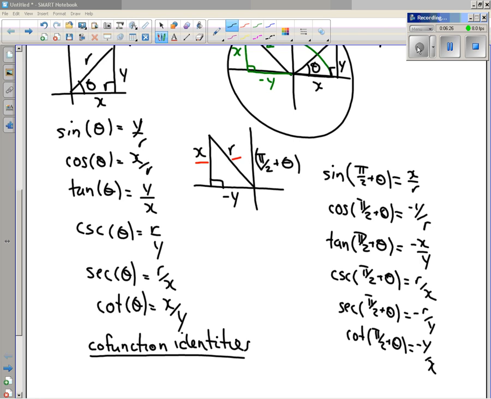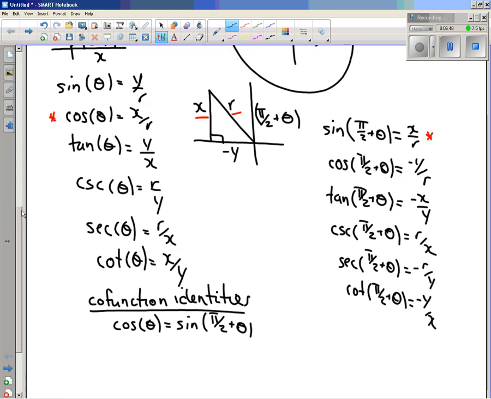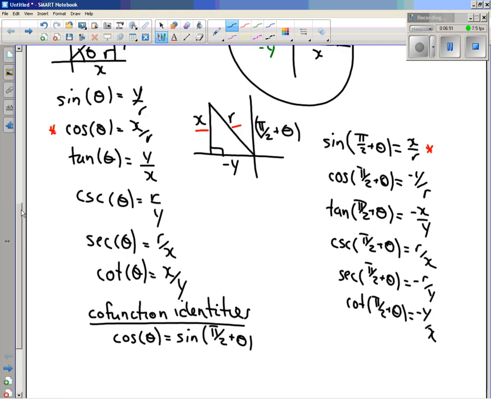Sine and cos. So we can say that cos theta is the exact same thing as sine of pi by 2 plus theta. So that can be one of our identities. Okay, so we've got those 2 off the list. Are there any others that are similar for that? We can say secant and cosecant.